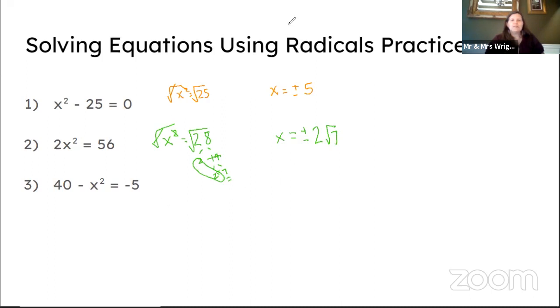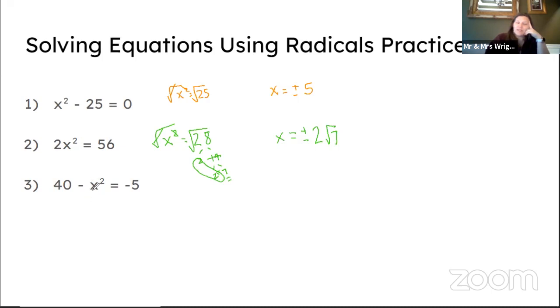All right, last problem. You ready? It's the last one. Woohoo! All right, we have got 40 minus x squared equals negative 5. Well, this is something I see people having simple mistakes over all the time.